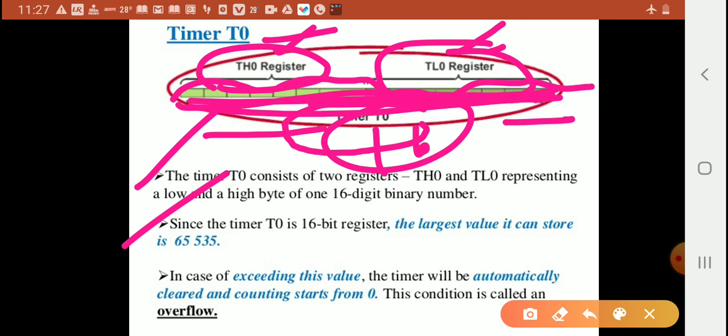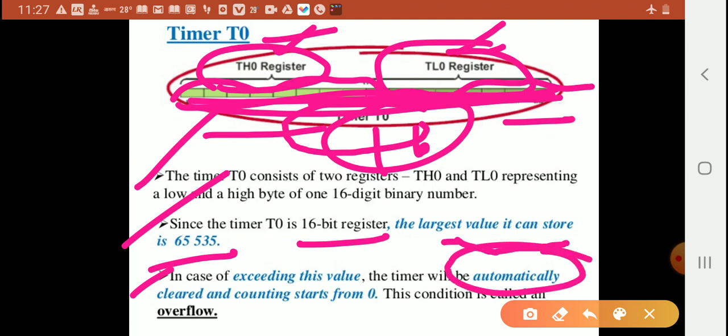Since timer T0 is a 16-bit register, the largest value it can store is 65535. If this value is exceeded, the timer will automatically clear and the count starts from 0. This condition is called overflow. This is timer T0.